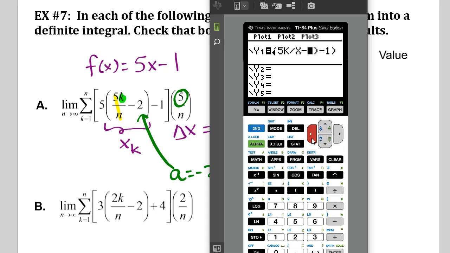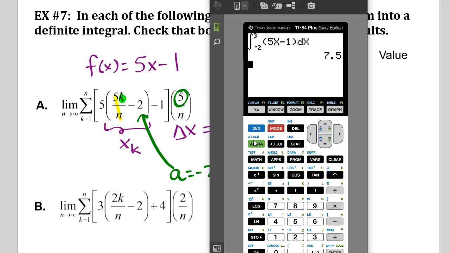All right, so let's just scroll back through to see what we have. I've got 5 over n, right? That's outside of my summation. I can factor that out because each of the f of x's is going to be multiplied by that. We've got the summation of k equals 1 to n, times 5 of 5k over n minus 2, minus 1. And so we're going to look at that alpha trace.